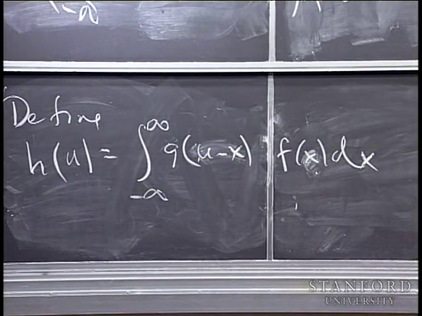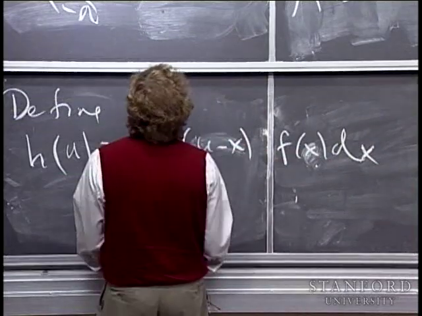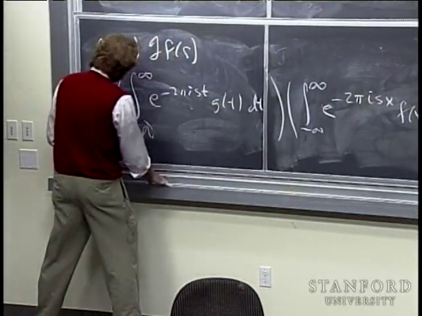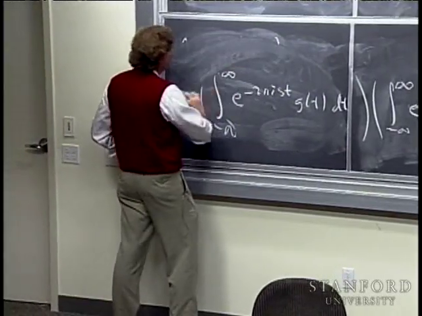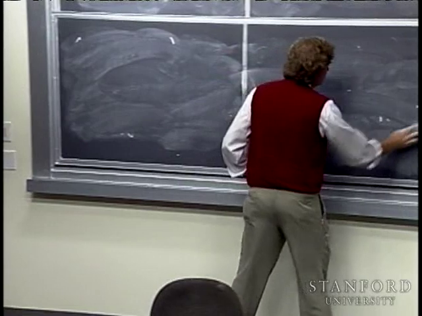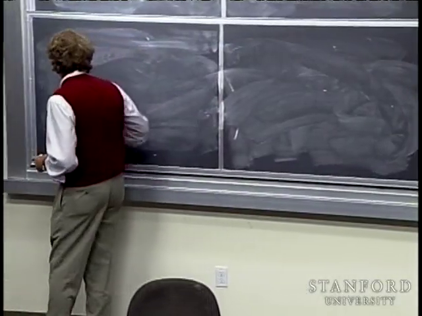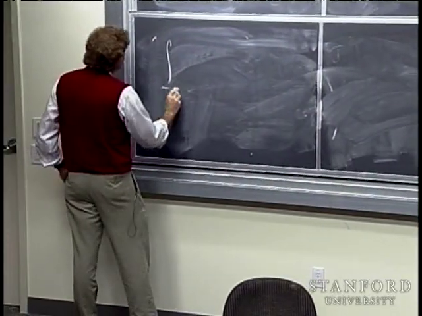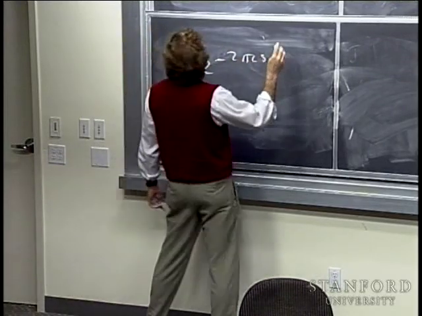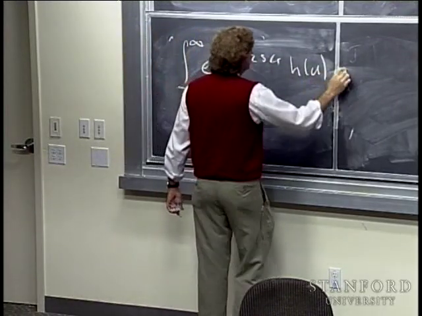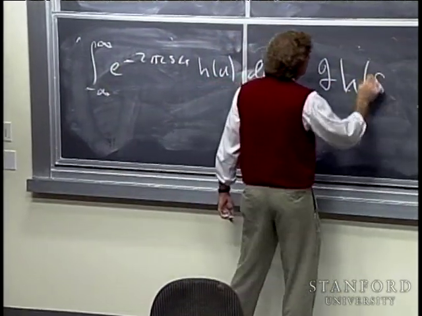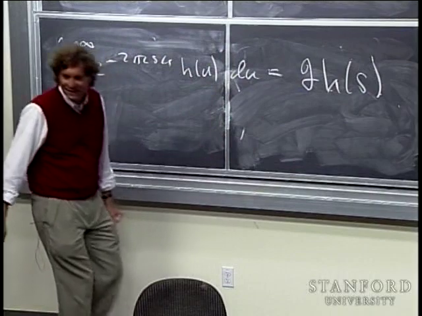And then what I have is the integral from minus infinity to infinity of e to the minus 2 pi i s u, h of u du, which is the Fourier transform of h evaluated at s.